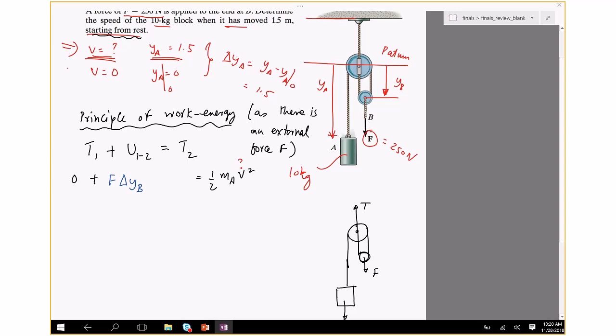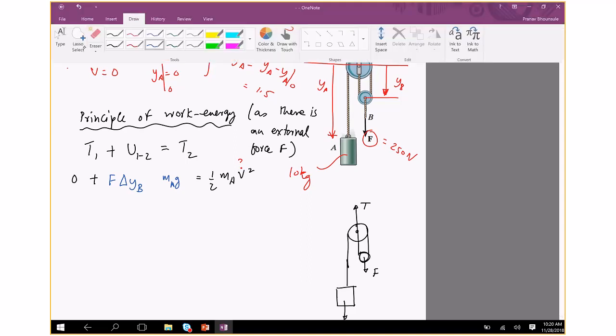Now my convention is, the way I've shown it, YB is positive downwards, and so F is positive downwards, delta YB is positive downwards, and so when you take the force times delta, it's going to be positive because both of them are in the downward direction. Similarly, MAG is downwards, delta YA is also downwards.